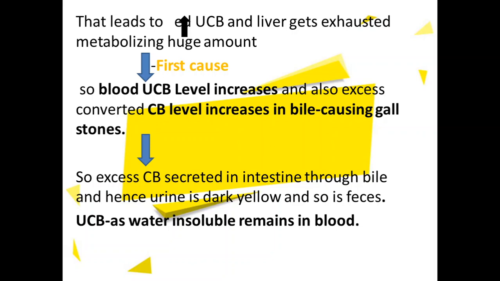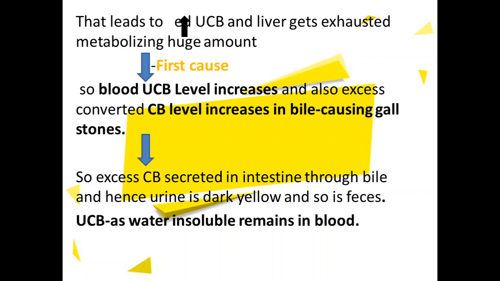Right? So first thing, due to this first cause, what has happened? Unconjugated bilirubin has increased in blood. Similarly, whatever excess converted conjugated bilirubin is secreted through bile into the intestine, an excess amount of urobilin and stercobilinogen are formed, and they are making the urine dark yellow, and even the feces are colored dark.